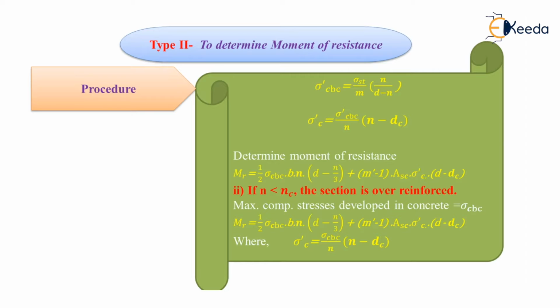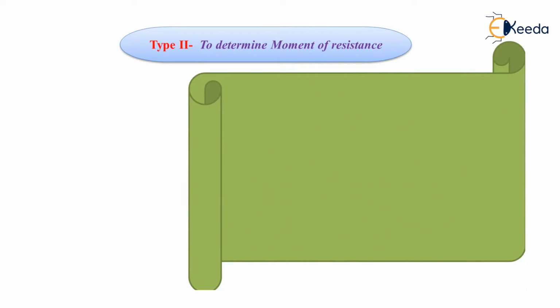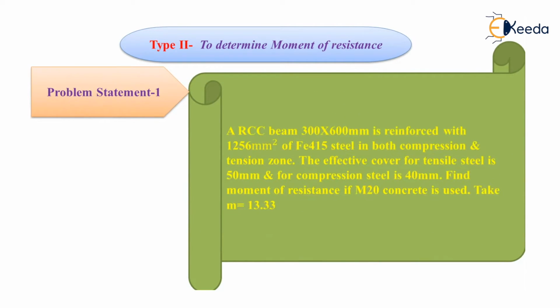So these are the two different conditions. If we get n greater than NC, then our section will be under reinforced section, and if we get n less than NC, then our section will be over reinforced section. Based on this we will take one problem, and here is the problem statement.